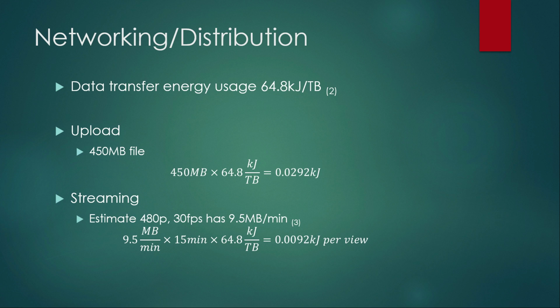After the video is created, it needs to be distributed. From Marinick and Foster's 2016 paper, when they've used a mid-range router, it took approximately 64.8 kilojoules of energy to transfer 1 terabyte of data. An upload to a data center like those owned by YouTube will be directed as a one-way transfer, and so a 15-minute video having an approximate size of 450 megabytes would take approximately 0.0292 kilojoules of energy to upload.